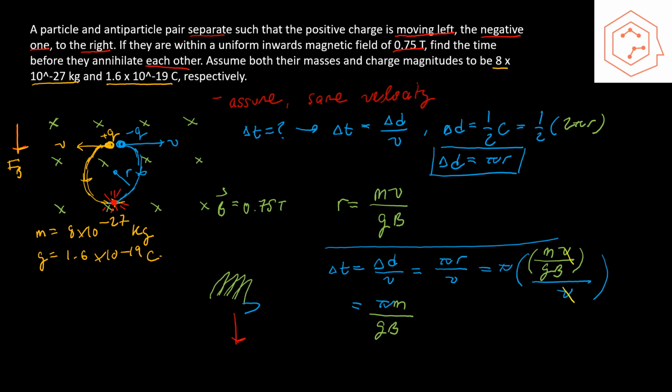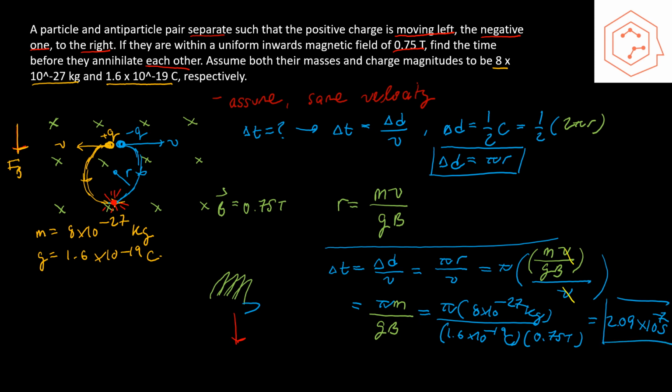And if we sub in, this is equal to pi times the mass, which is 8 times 10 to the negative 27 kilograms, divided by q, or the charge, which is 1.6 times 10 to the negative 19 coulombs, multiplied by the magnetic field, so 0.75 teslas. And if you put that into your calculator, you'll get a final answer of 2.09 times 10 to the negative 7 seconds. So it takes 2.09 or 2.1 times 10 to the negative 7 seconds before these particles meet up once again.